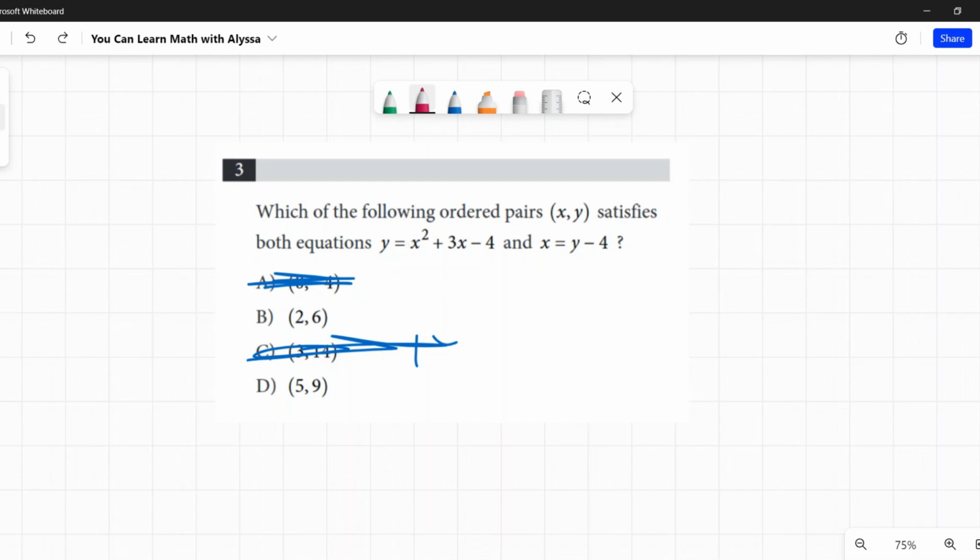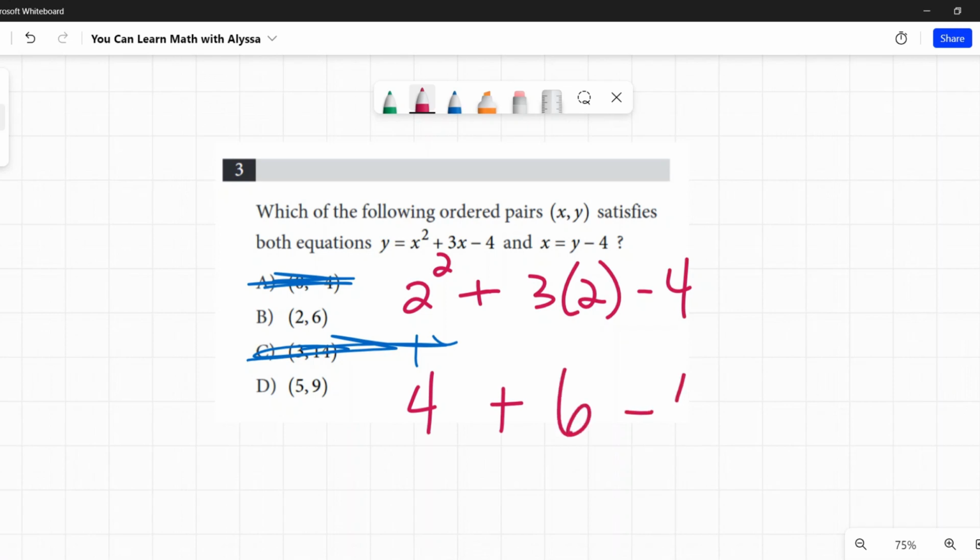So I'm going to start at the top, 2 and 6. I'm plugging in 2 every time there's an x. I'm also doing it because that's easier to calculate than 5. 2 makes the math easier. Again, speed. We want speed here. So I'm going to plug 2 in wherever there's an x and see what I get. So 2 squared is 4. 3 times 2 is 6. And then just the minus 4.